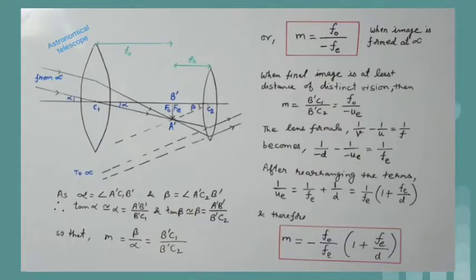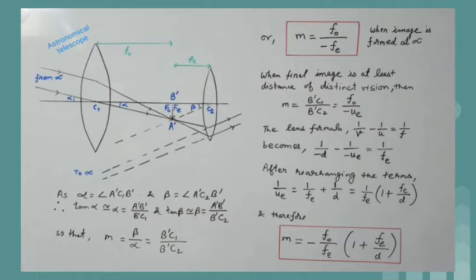In the normal setting of the telescope, the final image is formed at infinity, as shown in the diagram. The parallel beam of light coming from infinity falls on the objective lens, and a real, inverted and diminished image A'B' is formed at the focus of the objective. The eyepiece is adjusted such that the focus of the eyepiece also coincides with the position of the image A'B', which now serves as the object for the eyepiece, and the highly magnified final image is formed at infinity.